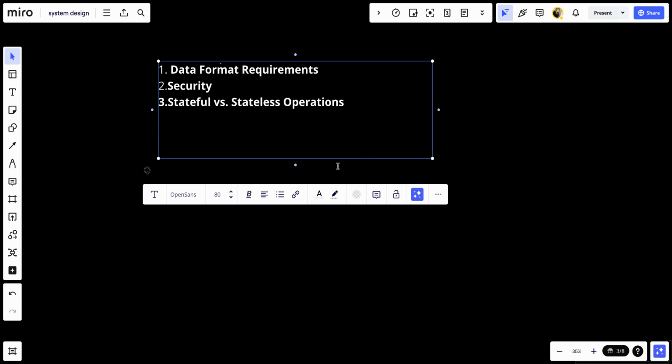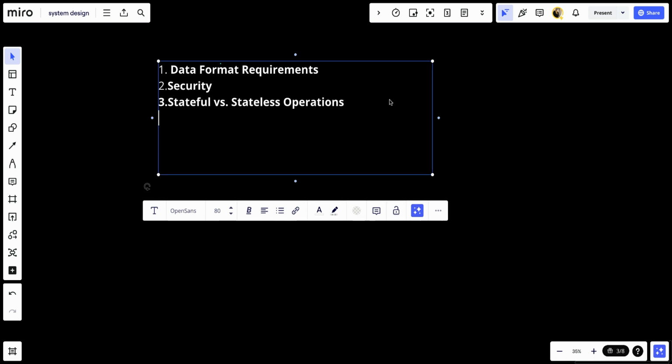Number four, we will talk about performance and scalability. SOAP is generally heavier than REST due to its verbose XML format and detailed processing model. This can lead to slower performance and reduced scalability when handling large volume of requests.